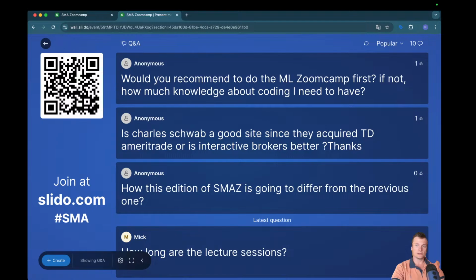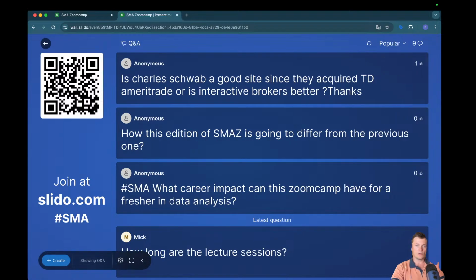Would you recommend to do the ML Zoomcamp first? If not, how much knowledge about coding do I need to have? I'd say ML Zoomcamp or any other Zoomcamp definitely helps, and that's why I have a specific slide on this. But it's not necessarily that you finish any of these Zoomcamps. You should have some programming language. Say if you finish any course on Python or analytics, it should be enough.